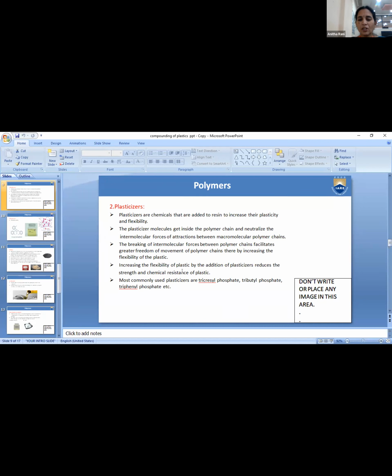So by increasing the flexibility of the plastic with plasticizers, we can go into any shape. But there is one small disadvantage: it reduces the strength a little bit, not completely, and also the chemical resistance of the plastic.